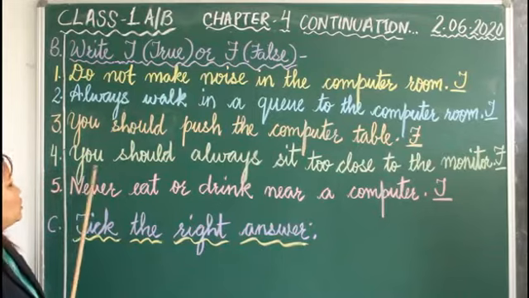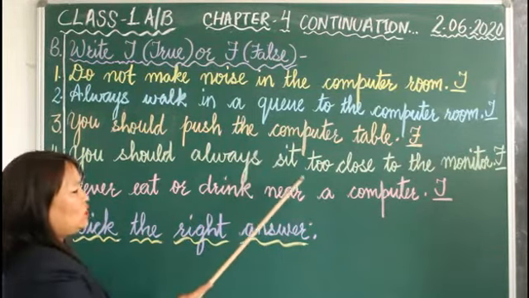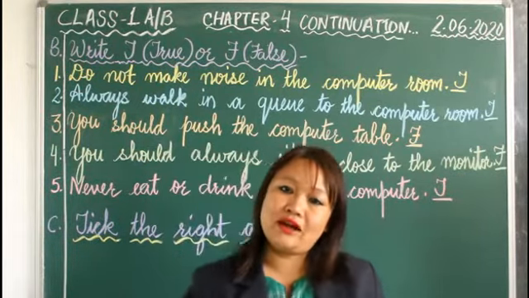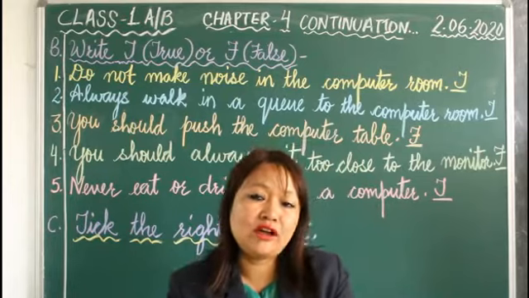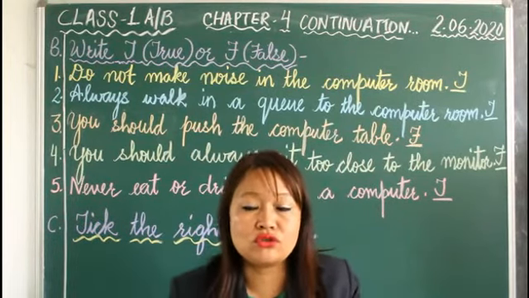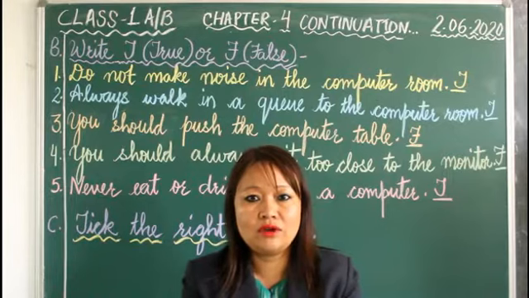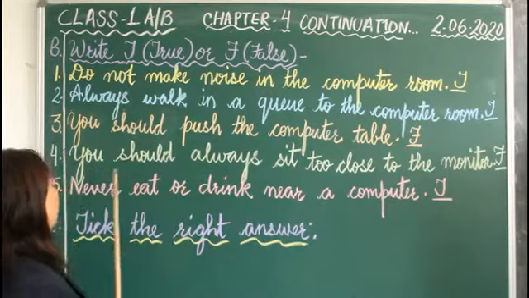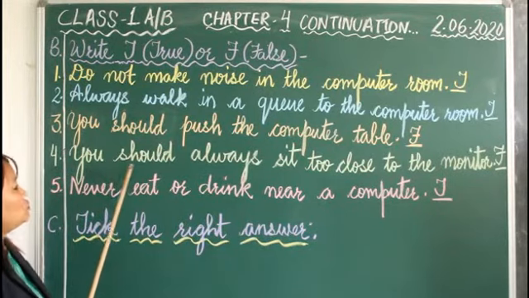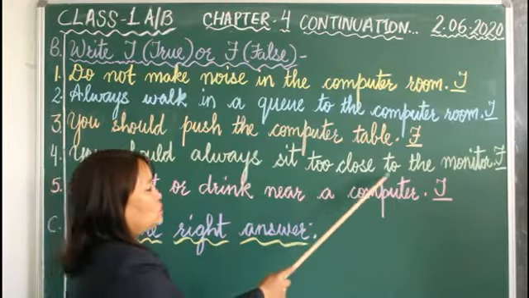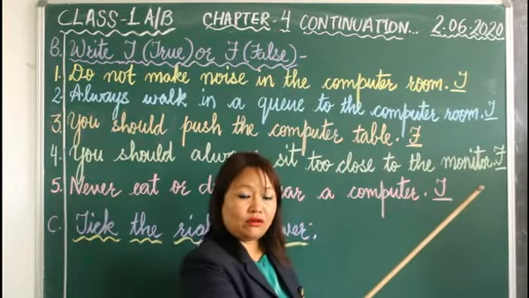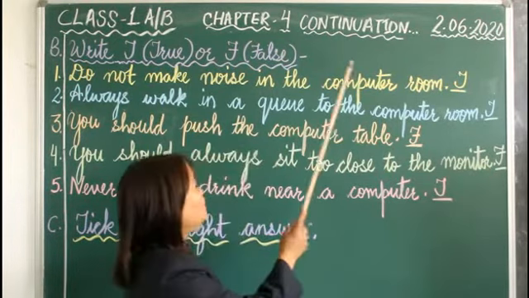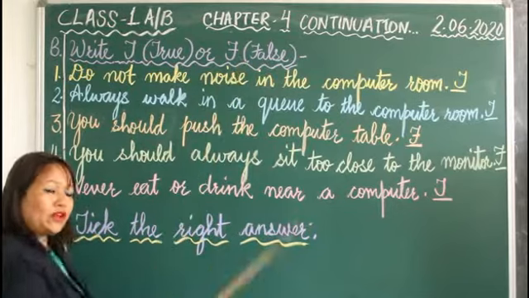Number 4. You should always sit too close to the monitor. As in my class I have told you, we should not sit too close to the monitor. Why? Because it harms our eyes. Yes or no? So for number 4, that is wrong. So what are you supposed to write? F. That means false. Okay?